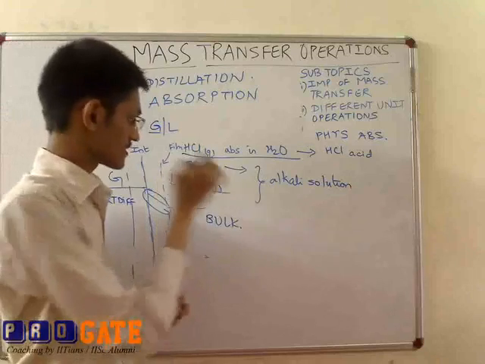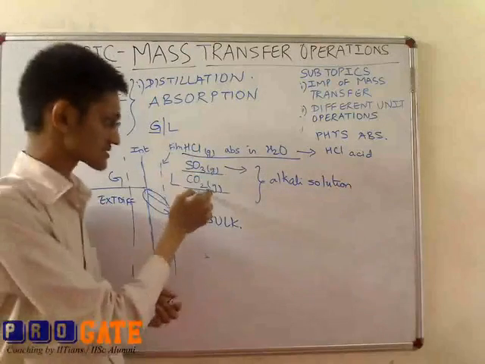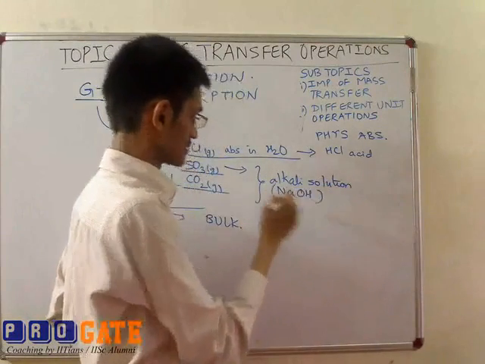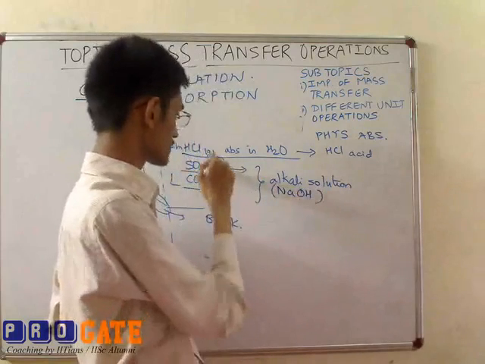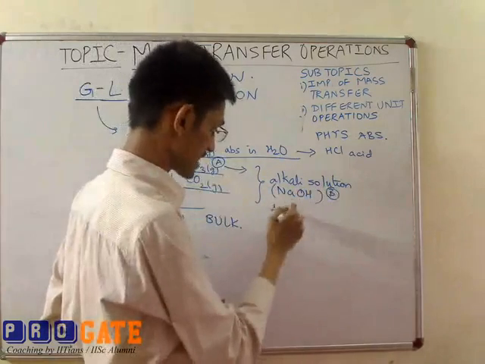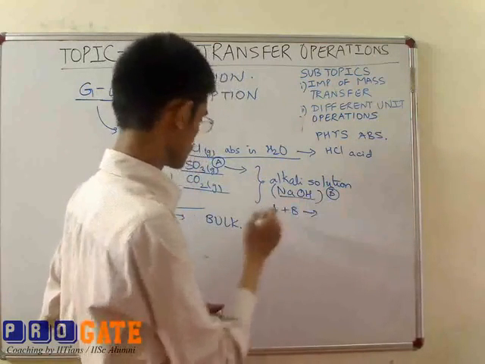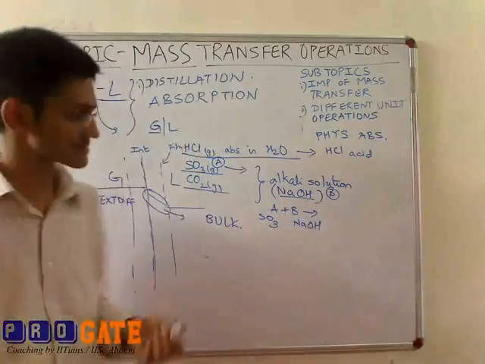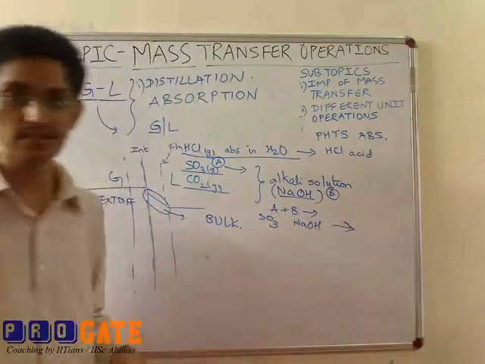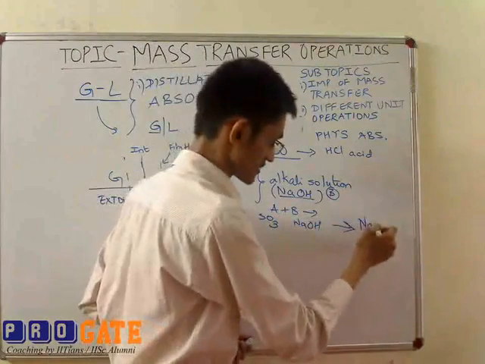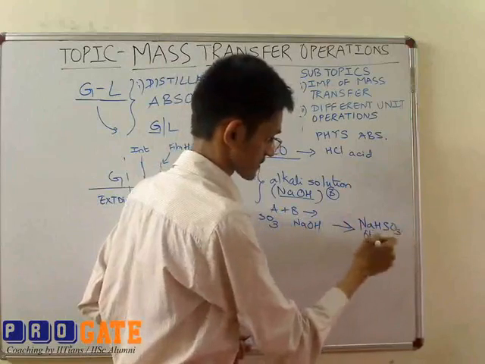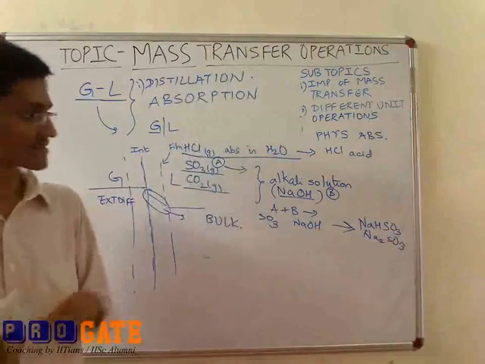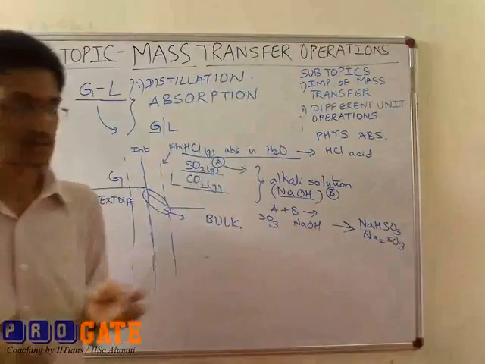When the sour gases like SO3 gas or CO2 gas are getting absorbed in alkali solution, so what we have is a component A, component B, both will react. If you take SO3 and NaOH, what we have is, depending on the quantity of NaOH present, you would be having sodium sulfate or sodium bisulfate. So here we have chemical reaction taking place along with the absorption.